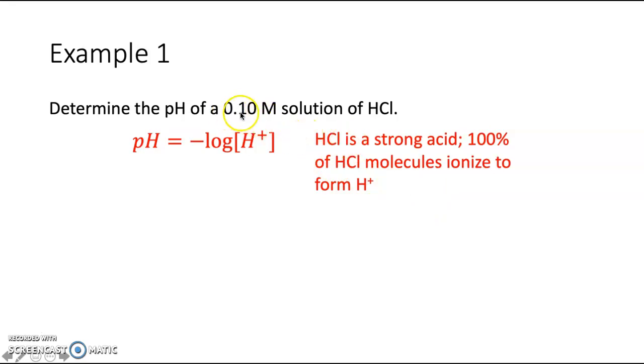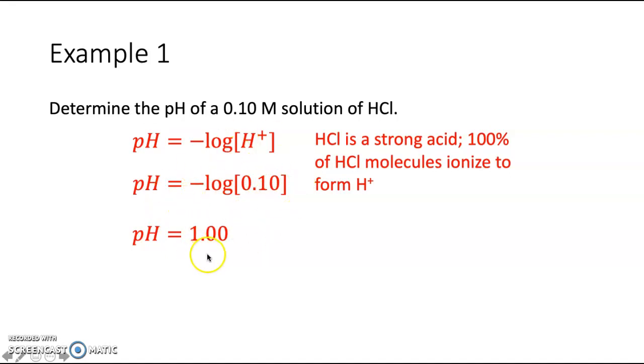I can say that if I have a 0.1 mole per liter solution of HCl, that means that I have 0.1 moles per liter of hydrogen ions in my solution. Okay, so I can put this number directly into my pH calculation. From there, I just throw my numbers into my calculator, take the negative log of 0.1, and I end up with a pH of 1.